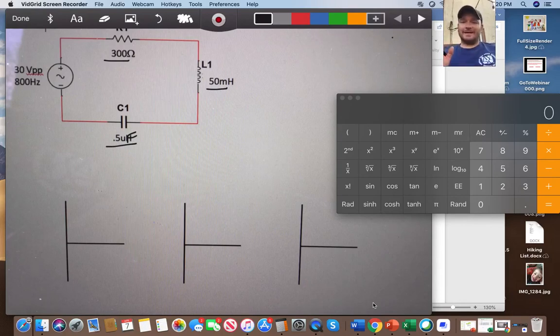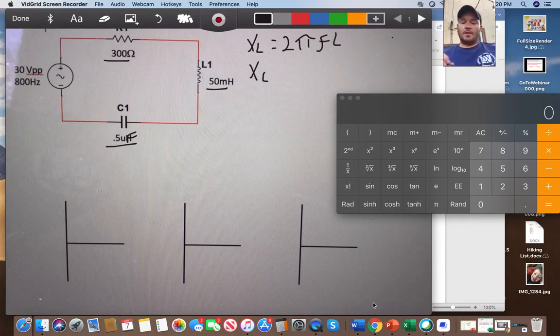I accidentally deleted my formula page, so I'll go along and show you all the formulas. I won't be flipping back and forth like I have in some of the other videos. So the first thing we need to do, no matter what our circuit is, is figure out X of L and X of C. X of L is going to be 2 pi times the frequency times the inductance.